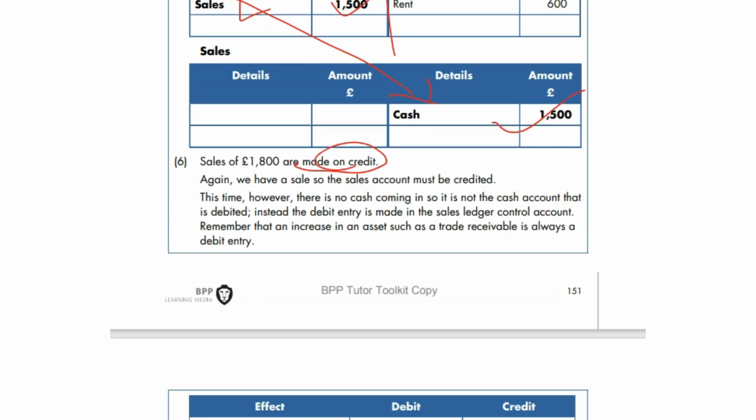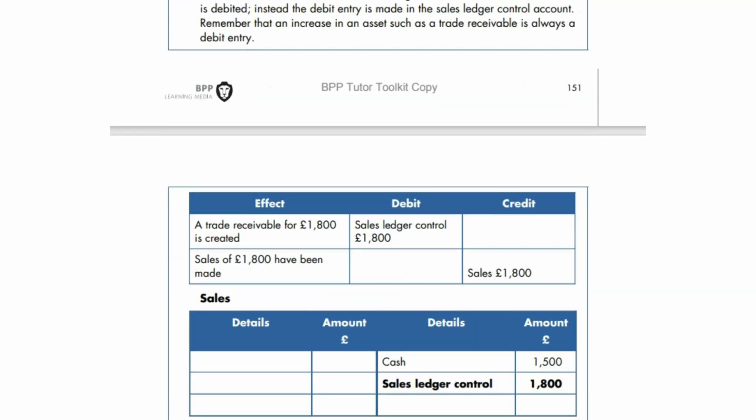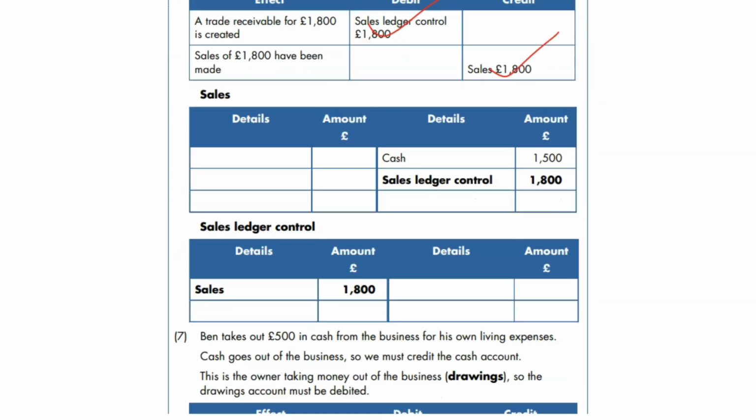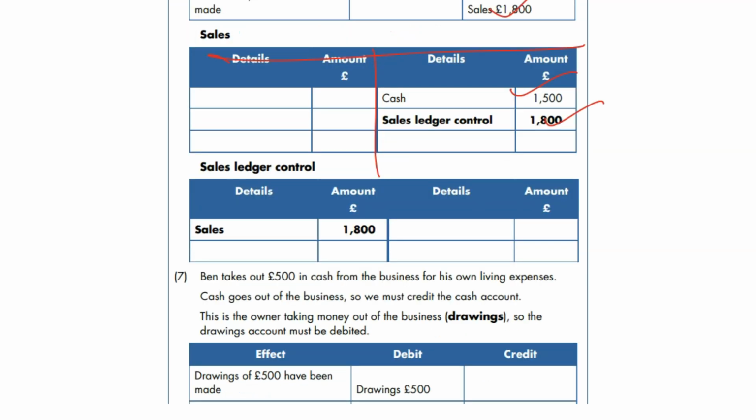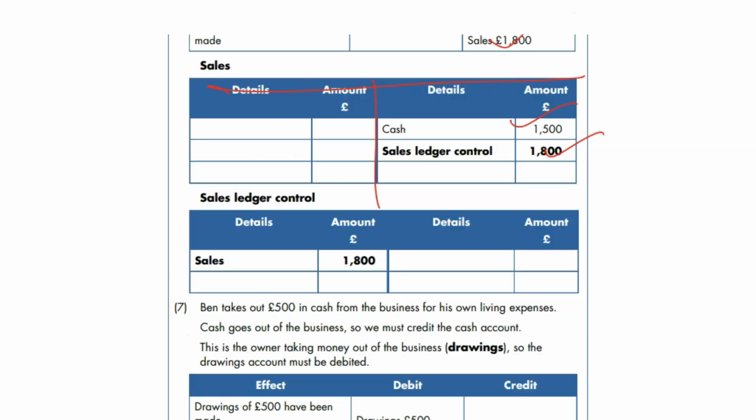Sales on credit means you're not getting paid now, it's an SLCA or trade receivables being created, right? So here your sales again credit and SLCA debit. SLCA is a current asset. Sales account we already have some cash, now credit sales, and it goes into the SL account, individual account.